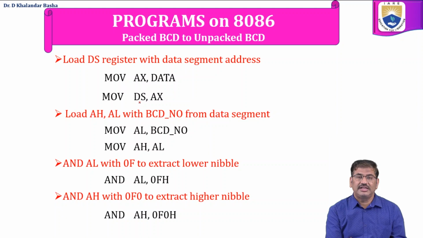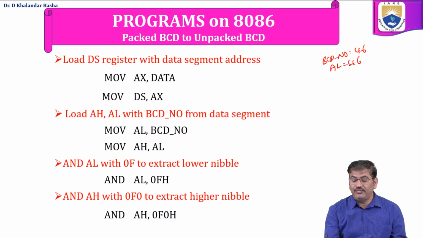We have to load it into the data segment register by using the instruction MOV AX, data followed by MOV DS, AX. Here the data holds the address of the data segment assigned by the assembler, which is loaded into DS. First we load into AX, and from AX to DS, as immediate data loading into a segment register is not allowed in 8086. Then MOV AL, BCD number. This BCD number is in the data segment. In this example, the BCD number is 46H, so this will be loaded into AL.